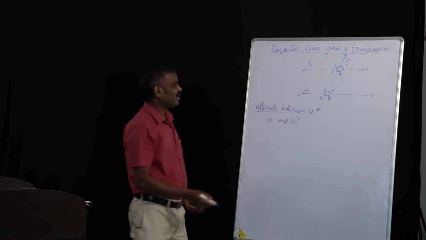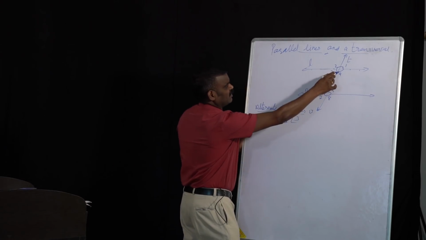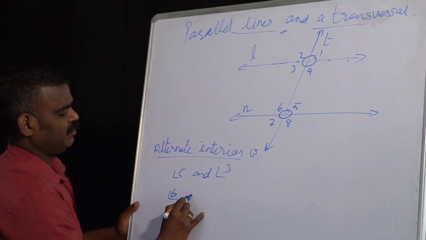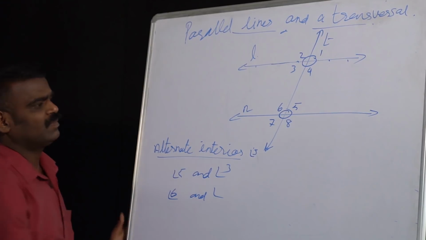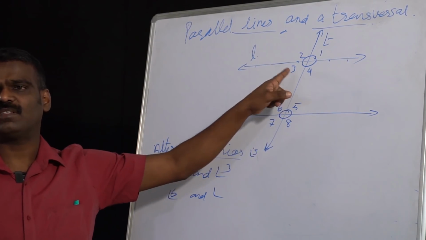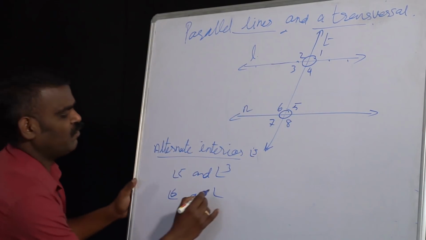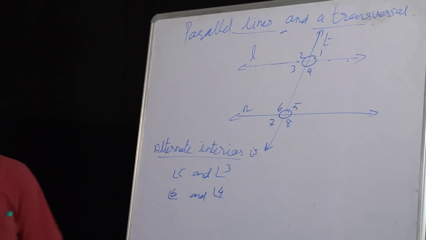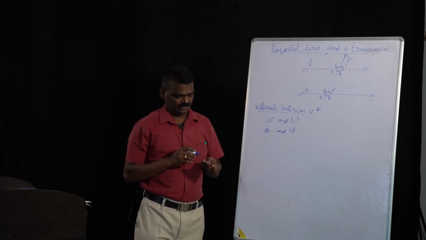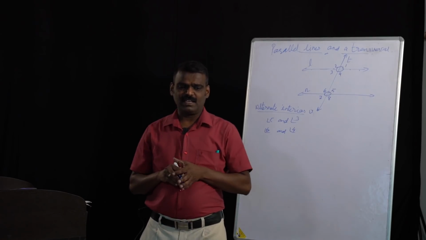Now, again, angle 6. Angle 6 again cannot go with 5, and cannot go with 3. Then who is the fellow? Angle 4. Am I right? These are alternative interior angles. Clear?